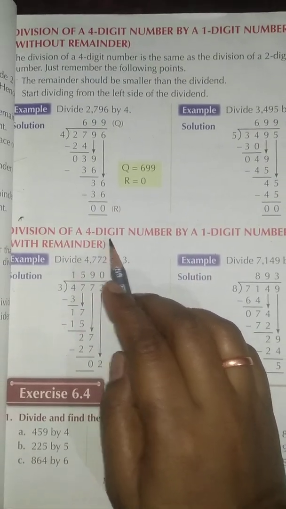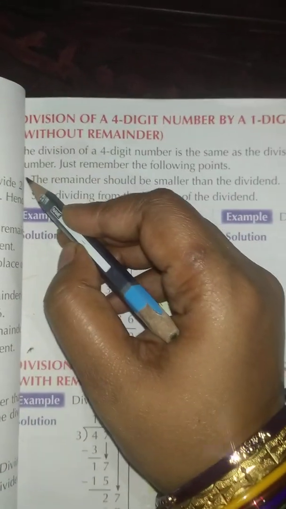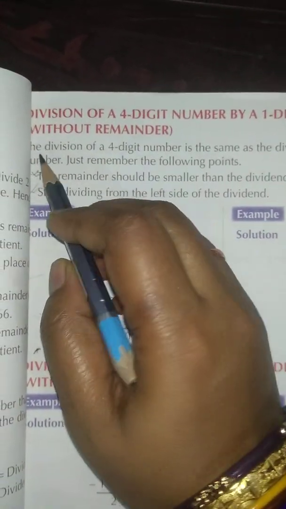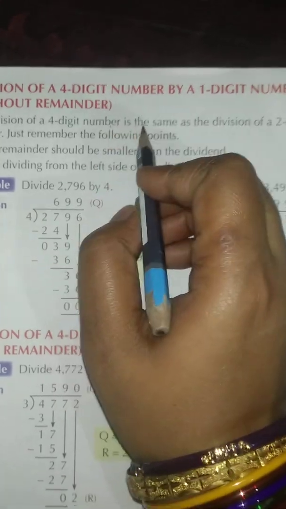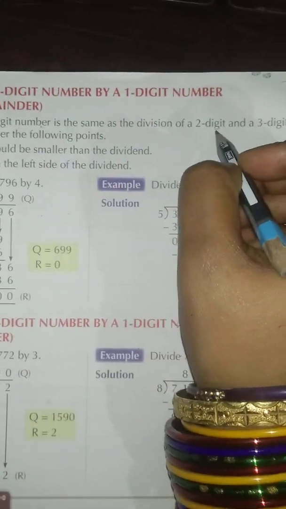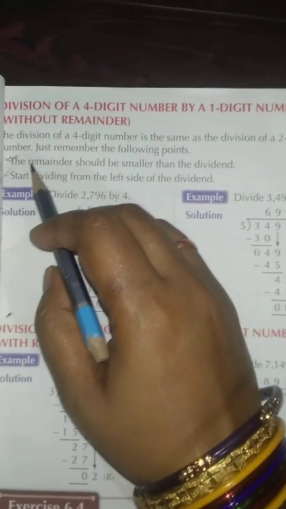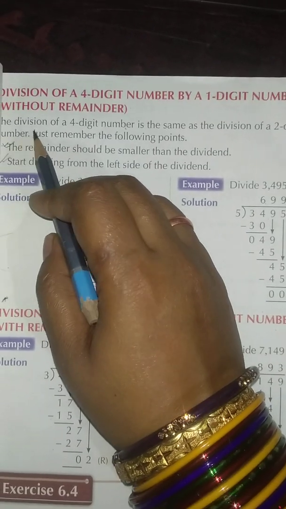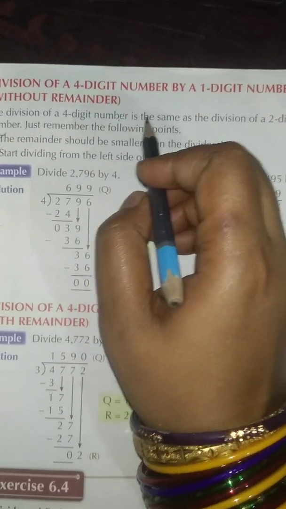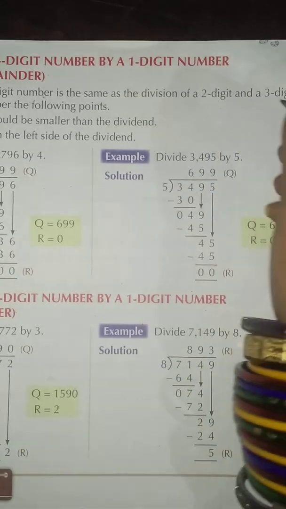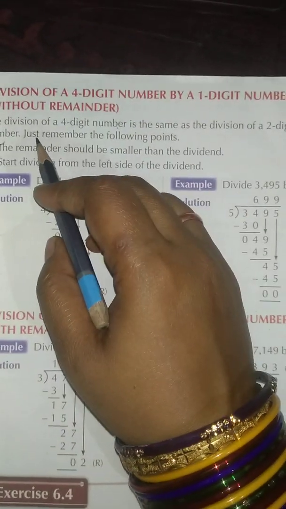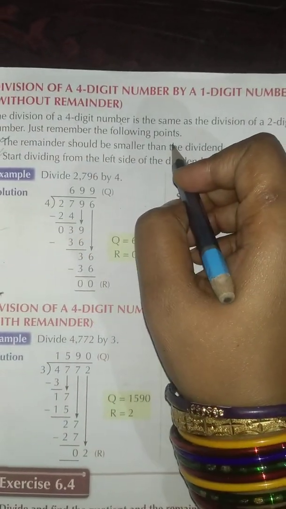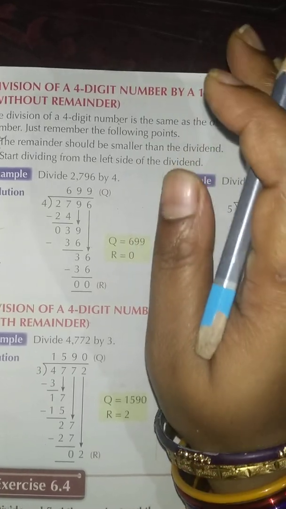Okay, with remainder. But before that, one thing you see, important 2 lines. Here it is given that the division of a 4-digit number is the same as the division of a 2-digit and a 3-digit number. Here it is written, just remember the following points. Only 2 points are there that you have to remember.